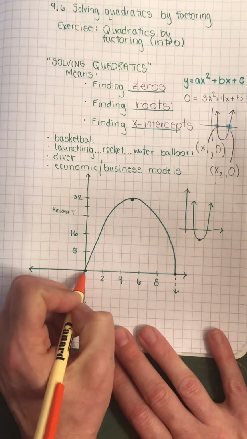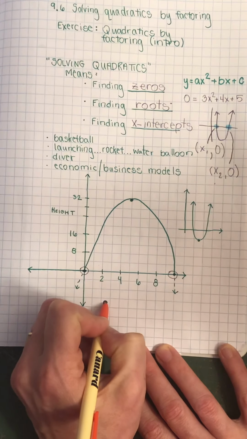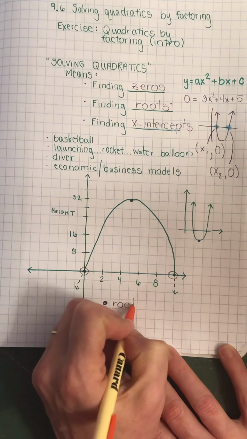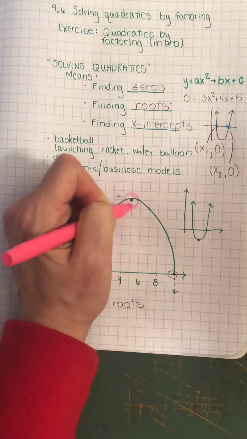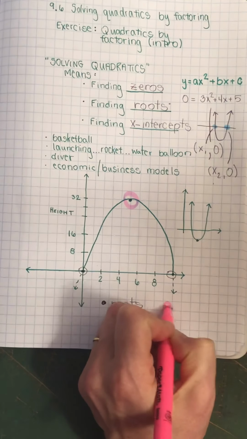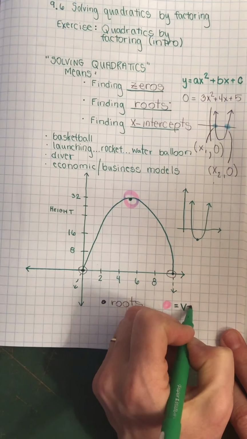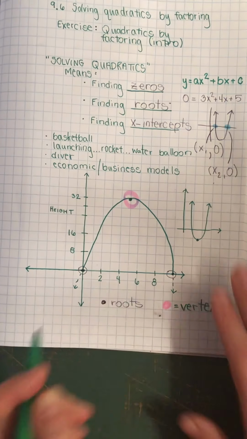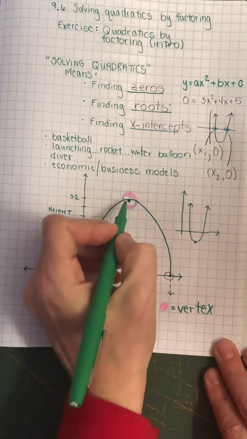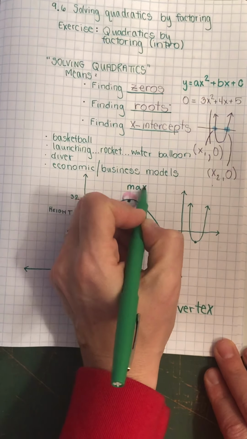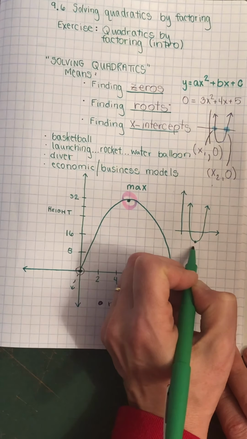So a couple things. Again, these are our roots, or our x-intercepts, or our zeros. This is always like the height. So that is called the vertex. Everybody say vertex. And it's the highest or lowest point. Later on, you'll call it the maximum or the minimum. So if you look at this one, this vertex is the maximum point, or the highest point. If you look at this one, the U-shaped parabola, this would be the vertex that is the minimum.